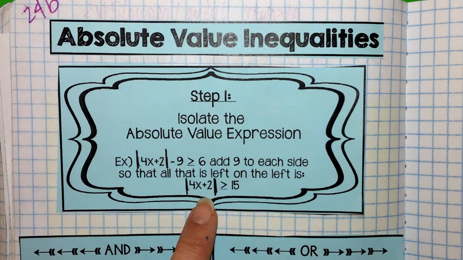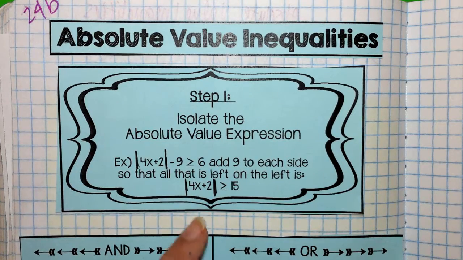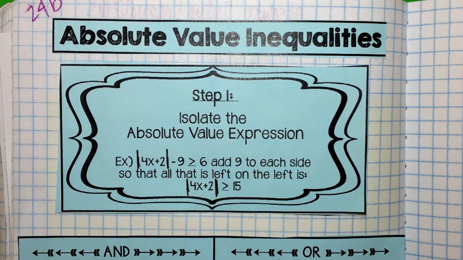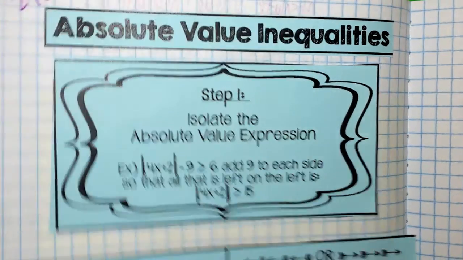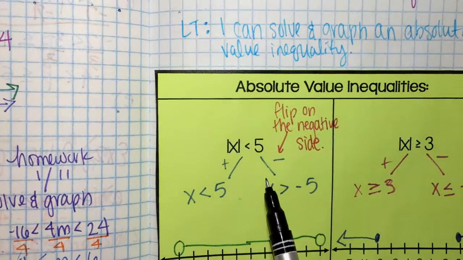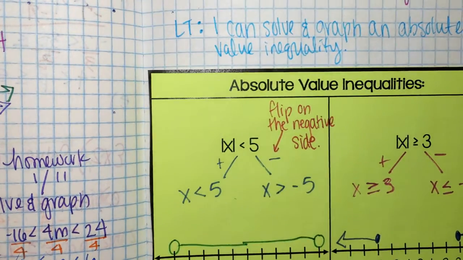So now, how would we solve it from there? What would we have to do first? Nope. What would we have to do first? Anytime we do absolute value, what do we have to do? What did we do here? We broke it down into the positive and the negative, correct? So you're still doing that. So that's what we're going to practice here.